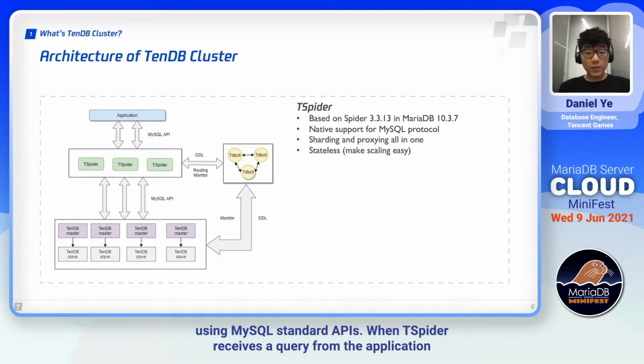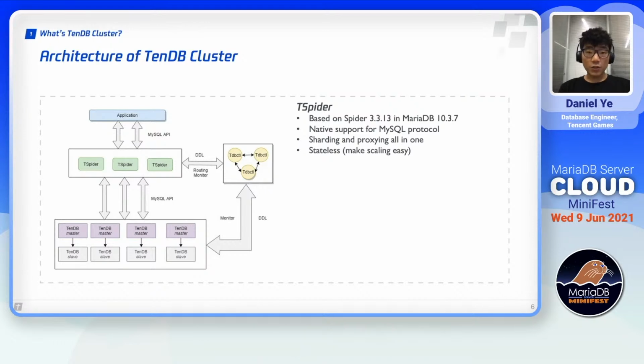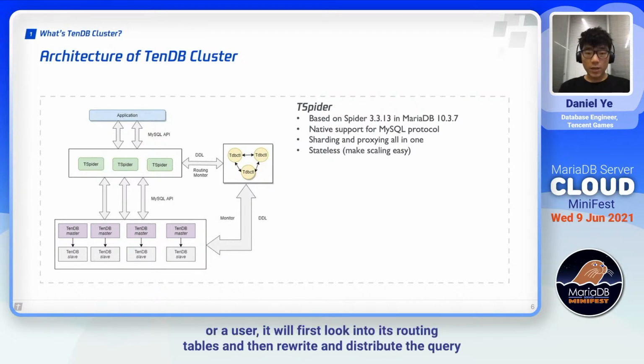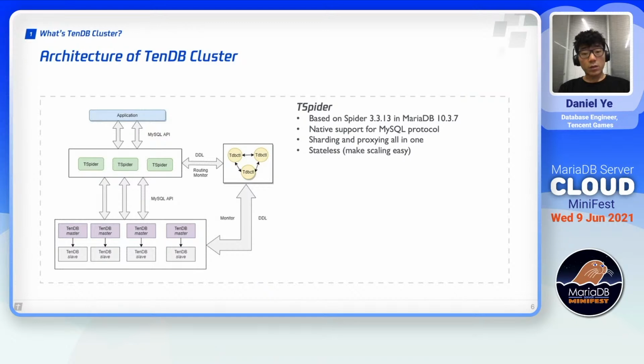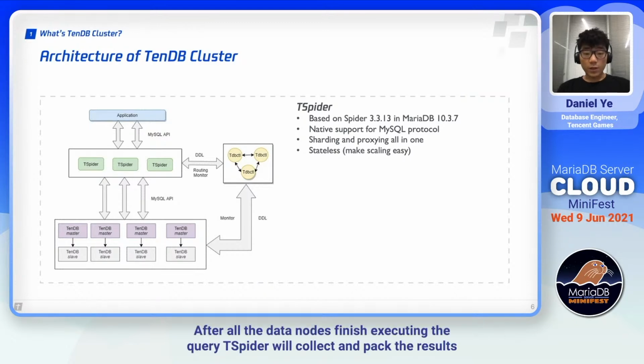When T-Spider receives a query from the application or a user, it will first look into its routing tables and then rewrite and distribute the query to the underlying backend data nodes. In our case, these are those TenDB instances at the bottom. And after all the data nodes finish executing the query, T-Spider will collect and pack the results, and then send it back to the application or the user.